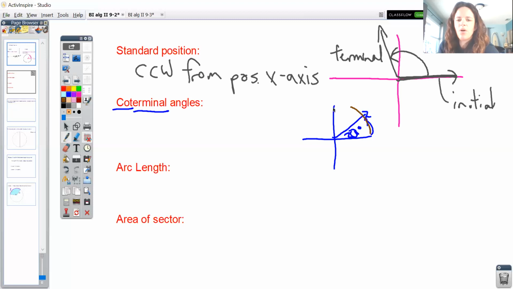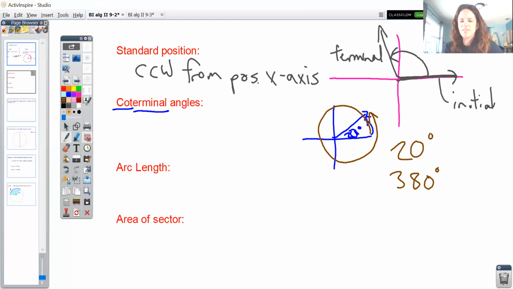Well, I can go all the way around the circle and then land at the same spot. So I'm still starting on the positive x-axis and I'm still landing at the same spot, but now this angle would be 360 degrees to go all the way around, plus the other 20. So 20 degrees and 380 degrees would be coterminal angles of each other.